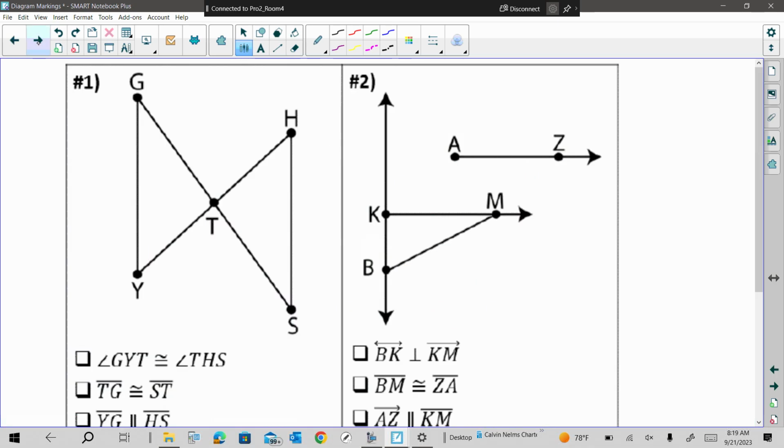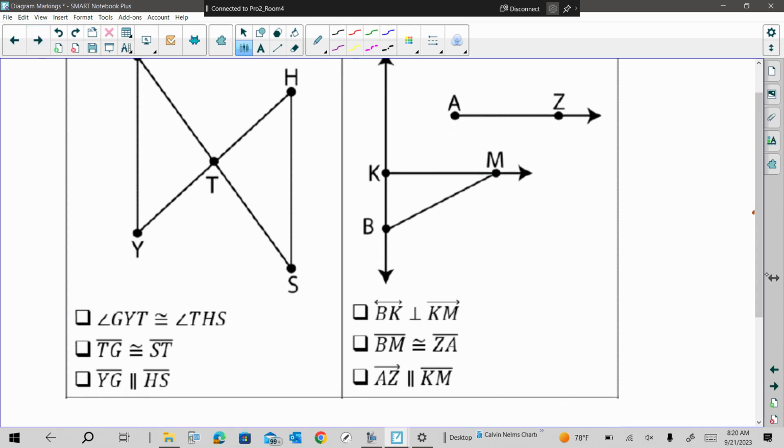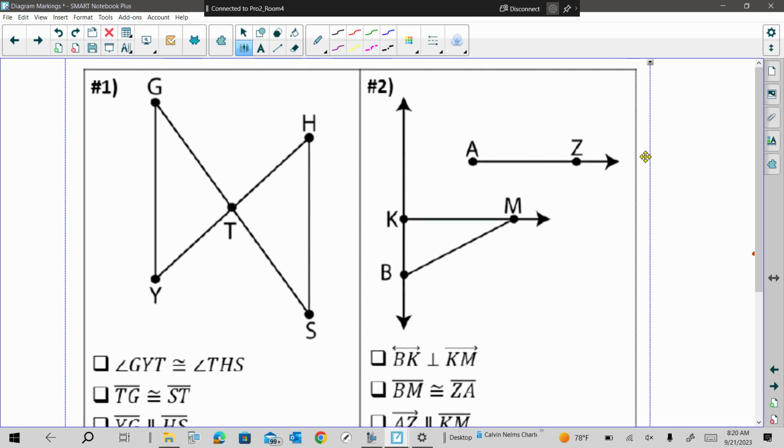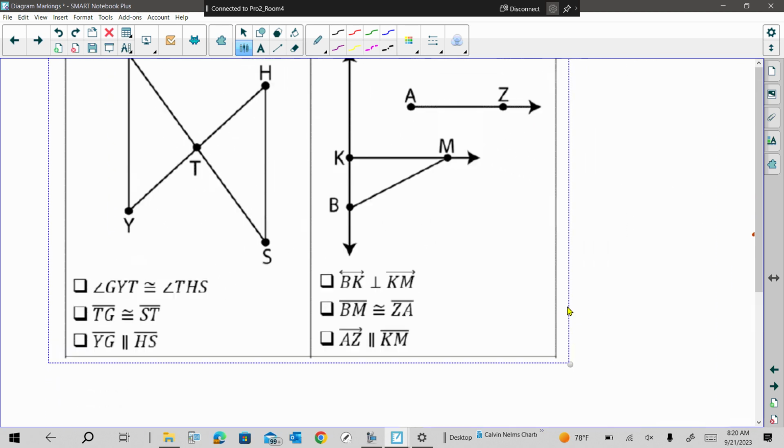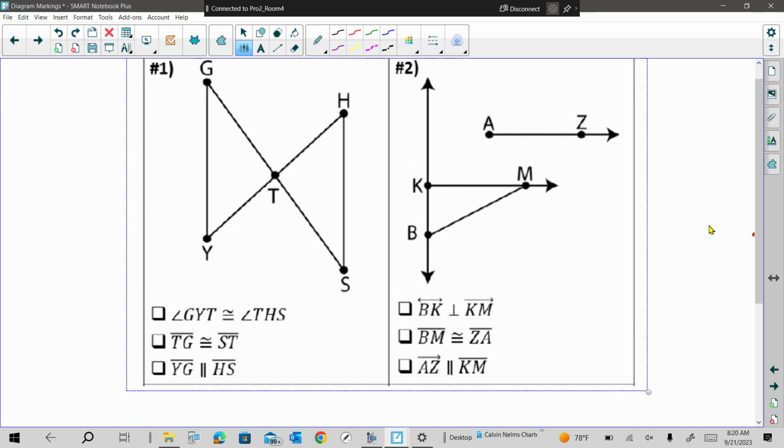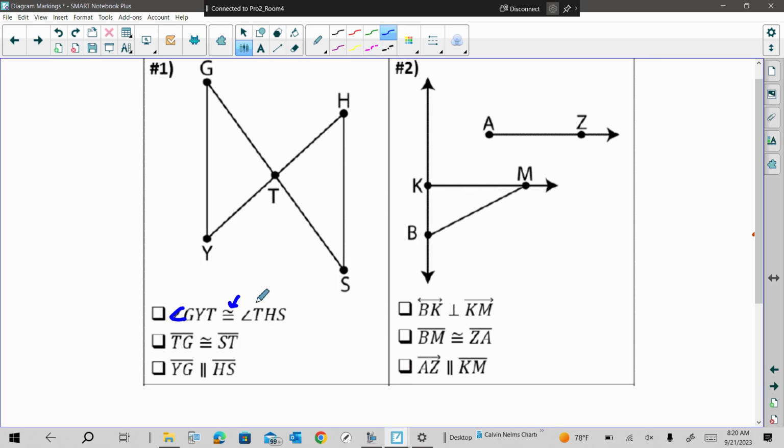And if I go to number 1 here, you can color code to help you if that's better. Let me fix this. Just going to make this a little smaller. There it goes, so we can see it. But we just have to do each one. So for this first one right here, the symbol is angle. Angle GYT is congruent, that means equal, to angle THS.